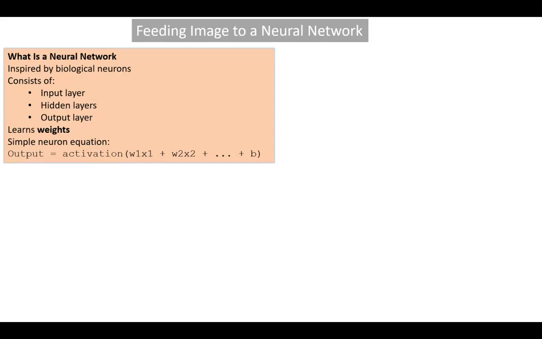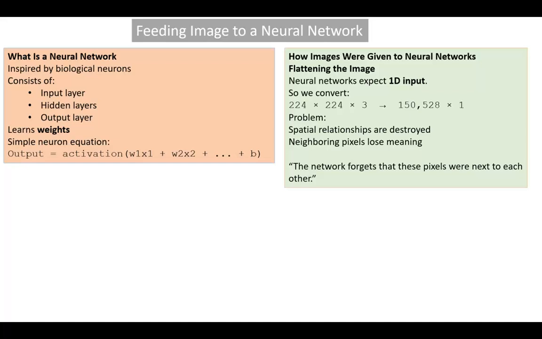Now what is a neural network? We have already seen in the previous videos the detailed concept of neural networks. They are inspired by the biological neurons and they consist of a set of input layers, output layers and hidden layers. They learn based upon weights. This is a simple neural equation which gives you the output.